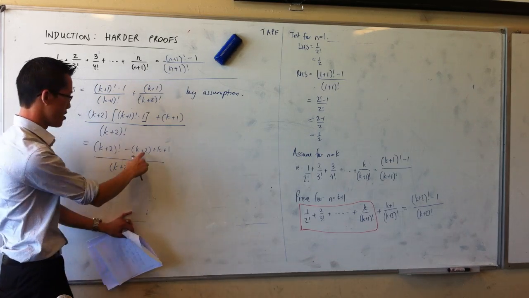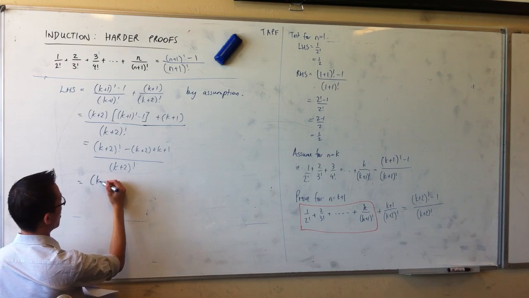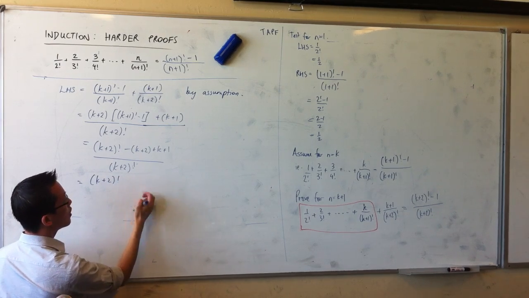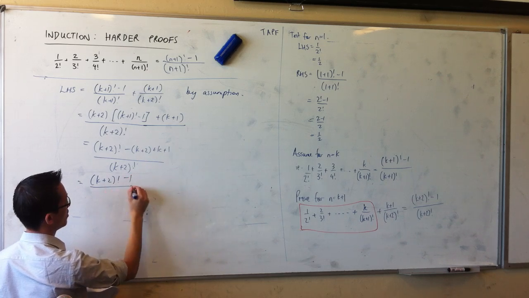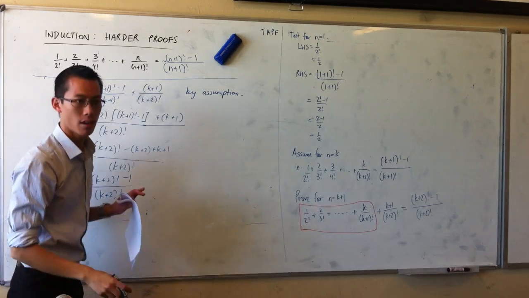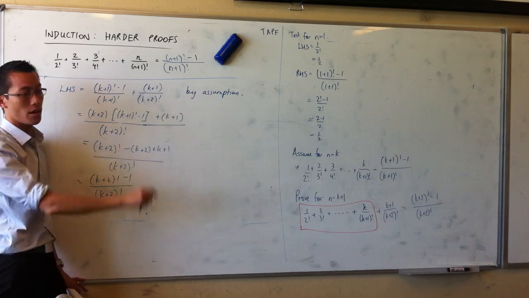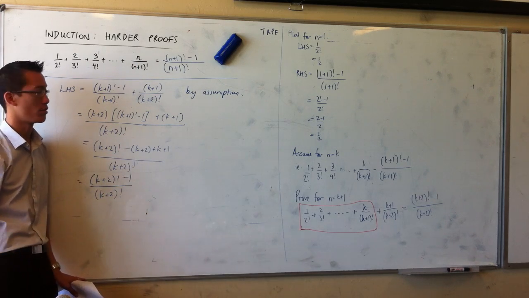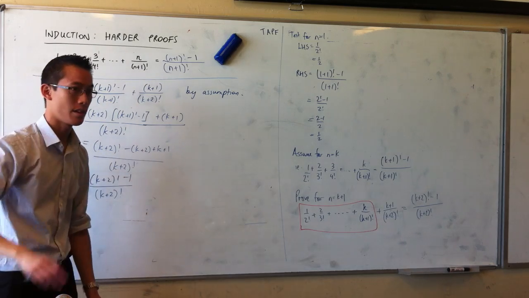Okay, I'm almost there. You can see these guys are just going to cancel out with each other. K's cancel. That minus 2 plus 1 becomes minus 1. And we are home and hosed. Okay, so it's equal to the right-hand side, and therefore you can make your explanation by the principle of mathematical induction. It's true for n equals 1, 2, 3, and so on.